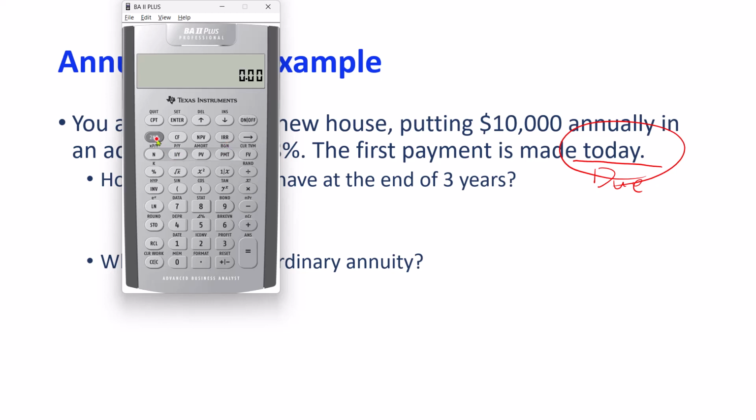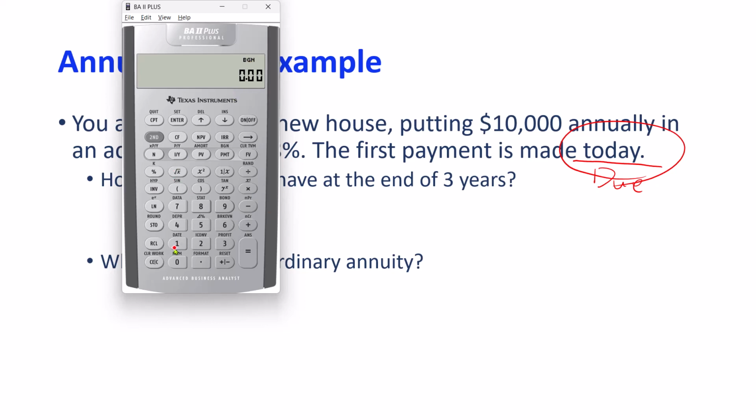So I'm going to go ahead and click second payment. Then it's asking for set. So I'm going to do second, enter. Now my calculator is in begin mode. As you see, it's going to show BGN on top right of my screen.